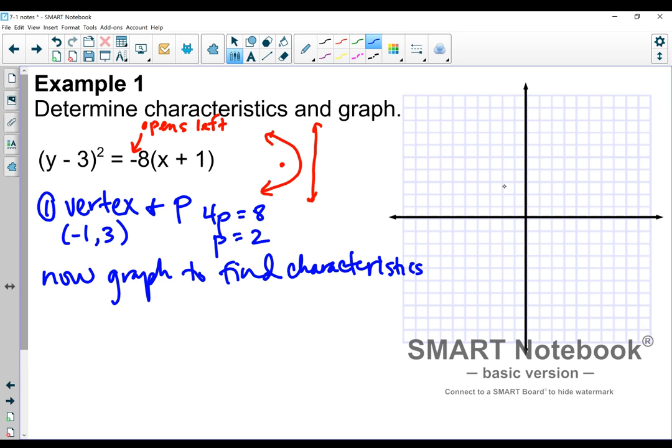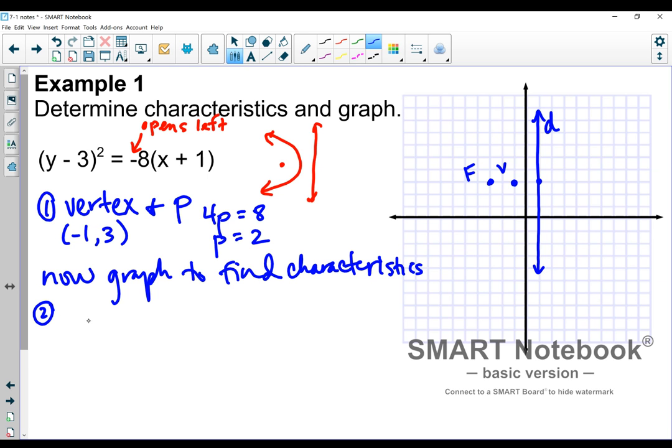Let's see, (-1, 3) is right here. And if p is 2, that means 2 units to the left, I will have my focus, and 2 units to the right will be the directrix. So we'll call that lowercase d. Now I can go ahead and list out all of this information.